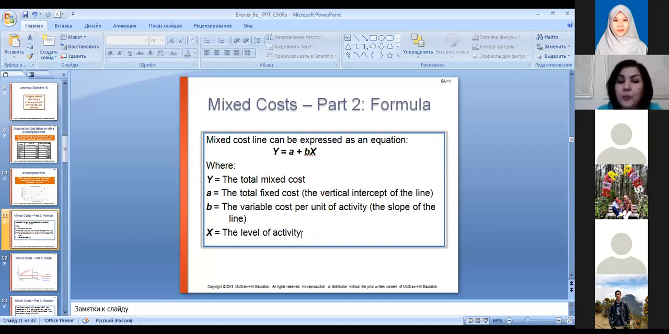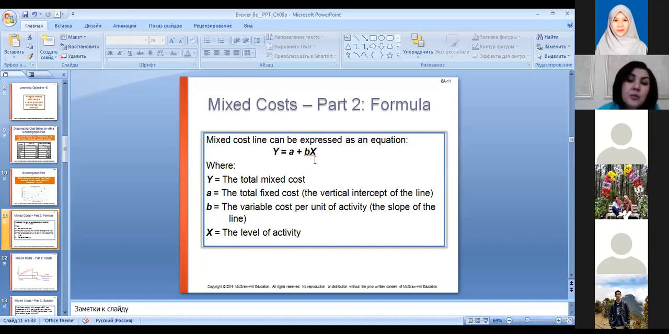So if we know the amount of fixed cost, if we know B is variable cost per unit, X is simply the level of activity, the number of units. X may be any amount, for example, 100 units, 200 units, 500 units. So this linear relationship and this equation allows us to calculate total cost and even allows us to predict total cost for a certain number of units.